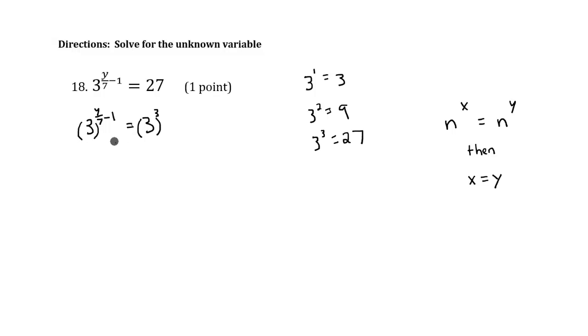So if my bases are the same, I know that my exponents have to be the same. So I'm going to rewrite my exponents. It's going to be y divided by 7 minus 1. That's going to equal 3. And I just solve this.